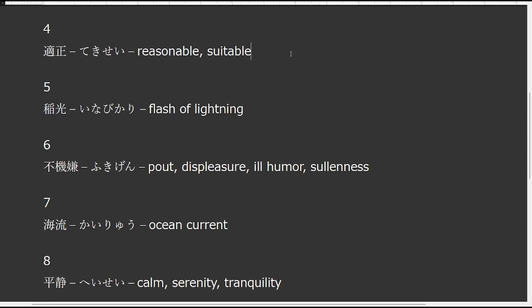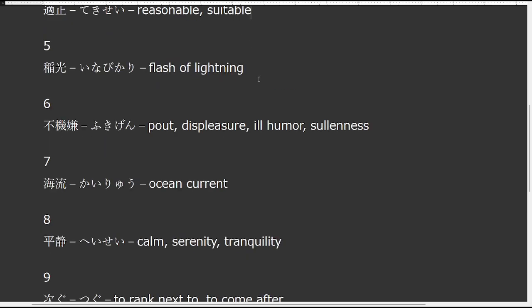Tekisei is reasonable or suitable. Tekisei desu. Tekisei is suitable or reasonable. Number five is inabikari.